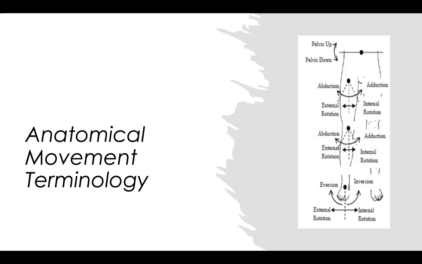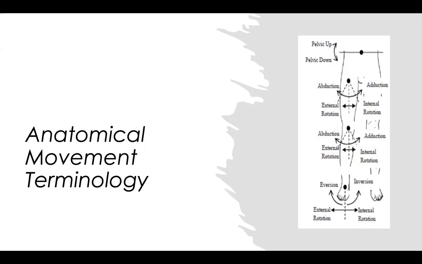If we create a rotation at the joint, so for example, our hip joint, a ball and socket, and we rotate and we turn that leg or that body part in towards the midline, we call that an internal rotation. If we turn that body part out away from the midline, we call it an external rotation. So those things kind of make sense.